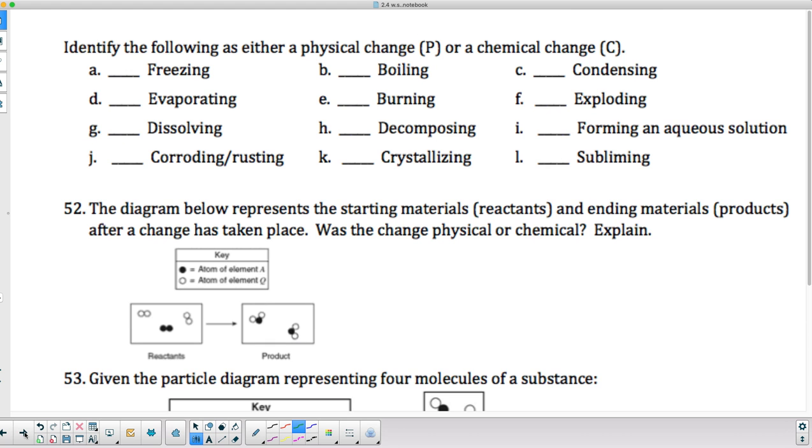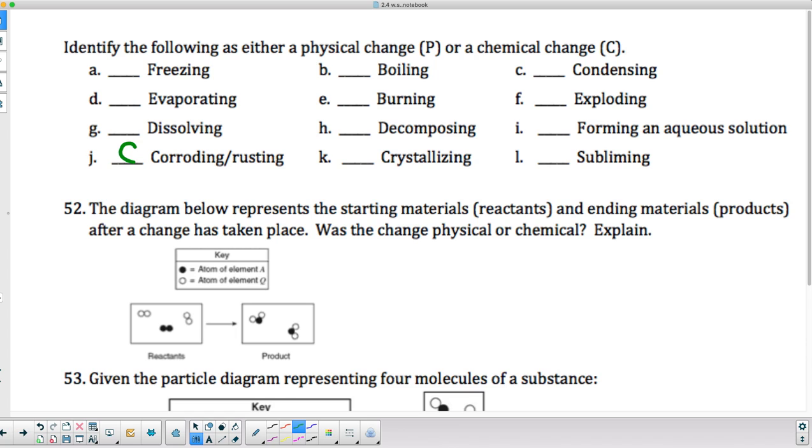I'm going to move on. Identify the following as either physical change or chemical change. Again, this is all the same stuff. Does freezing describe how water changes into a new substance? No, it's still H2O, whether it's a liquid or it's freezing into a solid. Evaporating and dissolving are physical; corroding and rusting, that's chemical. Then you get something new, just like the nail rusting.